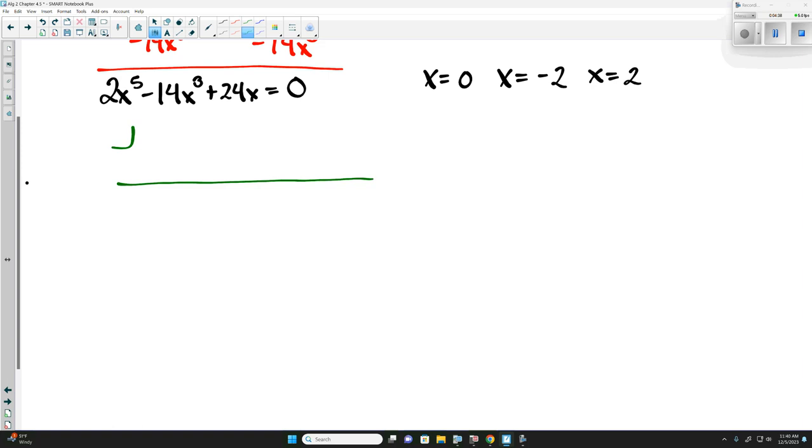Now to bring the degree down, we have to do synthetic division. The numbers going across the top would be 2 for x to the fifth. Since we don't have an x to the fourth term, we fill it in as 0. -14 for our x cubed, 0 for x squared, 24 for x. And since we do not have a constant term, a number without a variable, we'll fill it in as 0. Questions on this so far?